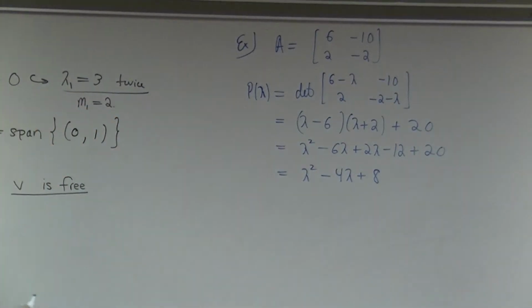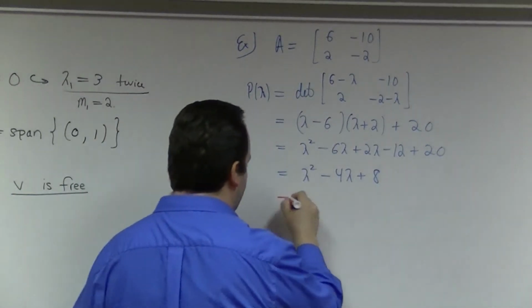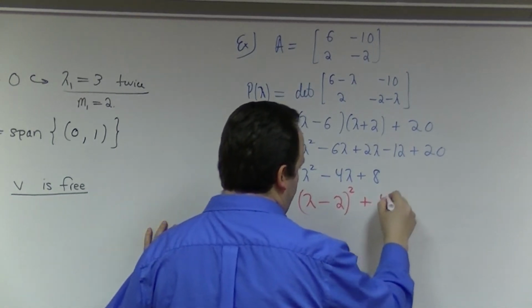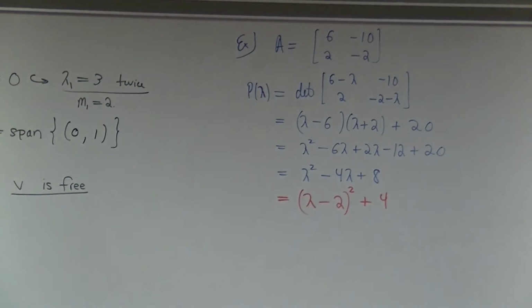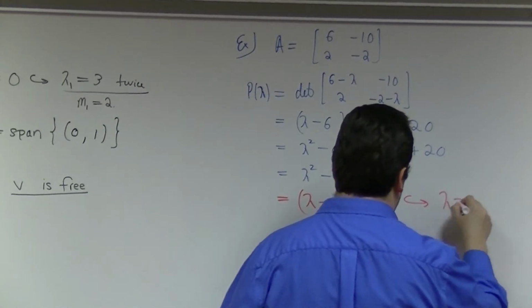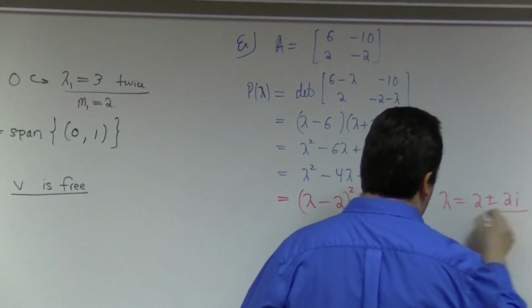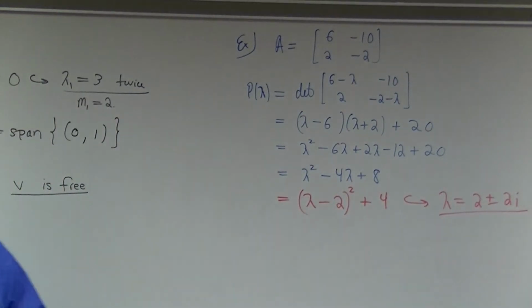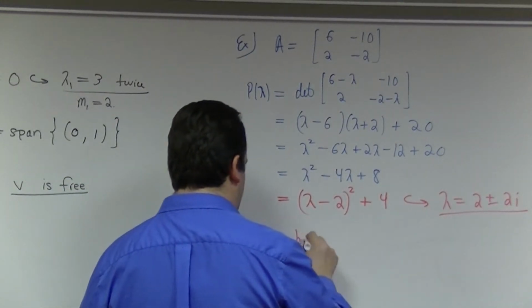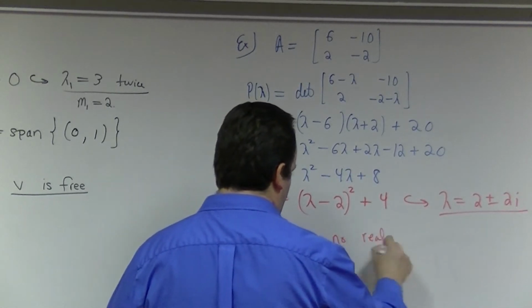But you guys are like, hey, this is an opportunity to complete the square. That's right. That's exactly what this is. I'm excited about it too. So this is lambda minus 2 quantity squared plus 4. And once I write that, I can immediately see that this means that lambda is equal to 2 plus or minus 2i. In other words, this is a matrix with no real eigenvalues. So A has no real eigenvalues.